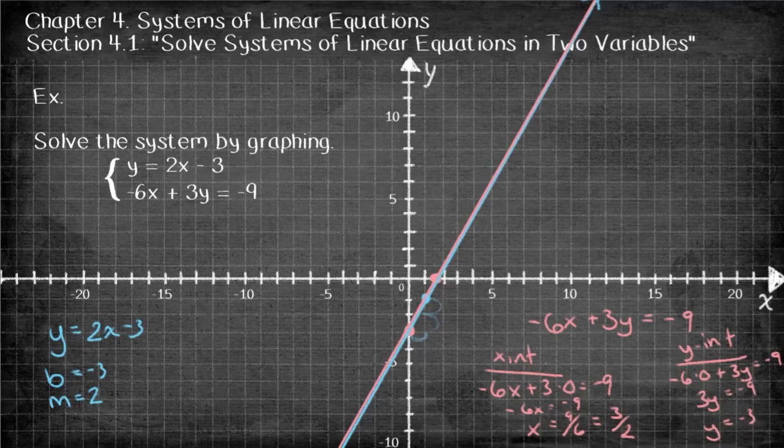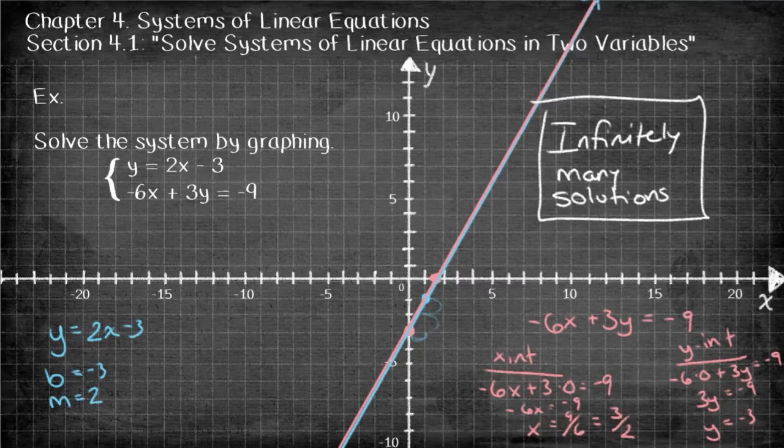All right, so my two graphs are completely on top of each other. And this tells me that my two equations really are representing the same line. Automatically, if you have an ordered pair that satisfies one equation, it satisfies the second one, since there's infinitely many points on one line. Many solutions.